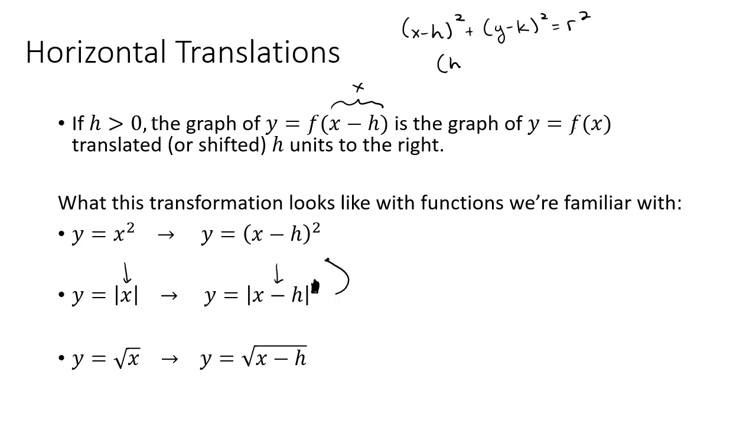All right, it's just a copy-paste error from the previous one. And for the square root function, square root of x, you replace the x inside of the square root with x minus h. So the easy way to tell if you're dealing with a horizontal translation, a shift left or right, is that it's always tangled up inside with the x.